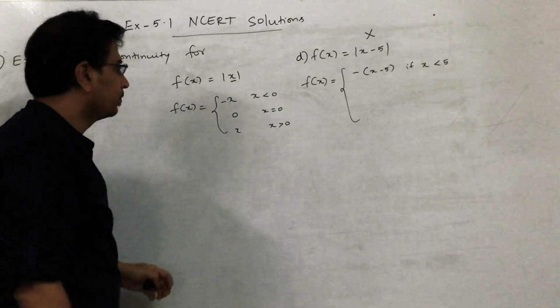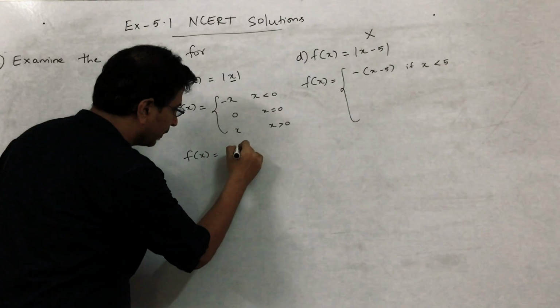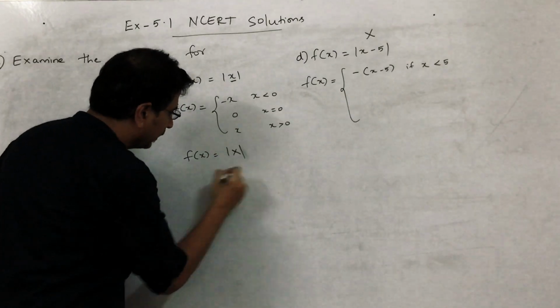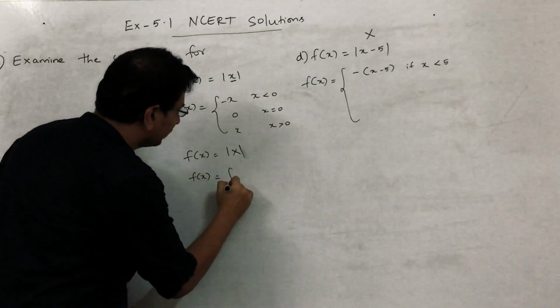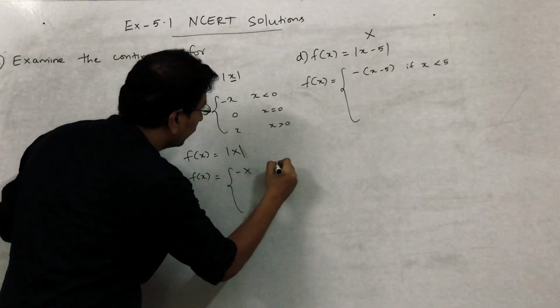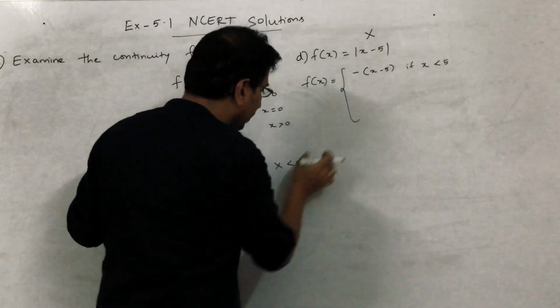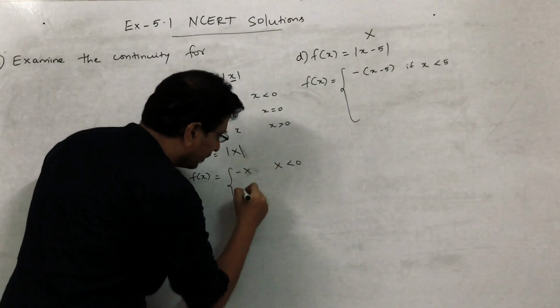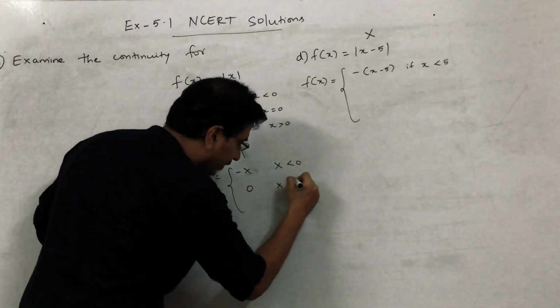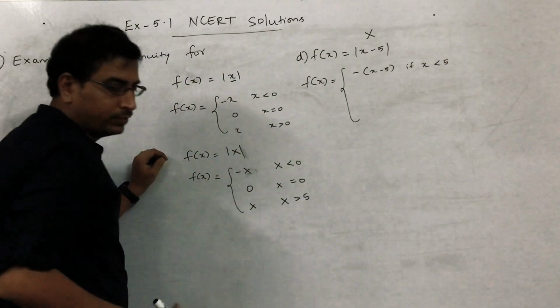Now here, instead of x within the modulus, let's call this a variable capital X. Then how can you define it? f of x is equal to mod capital X. Then f of x can be written as minus of capital X when capital X is less than 0. That is, whatever is the value within the modulus, that should be less than 0. Equal to 0 when capital X is equal to 0. Is capital X when capital X is greater than 0.